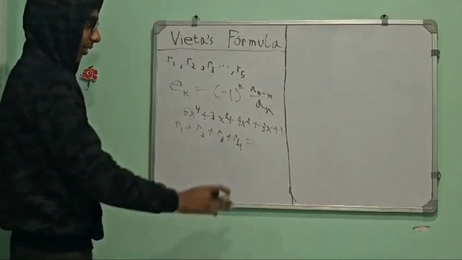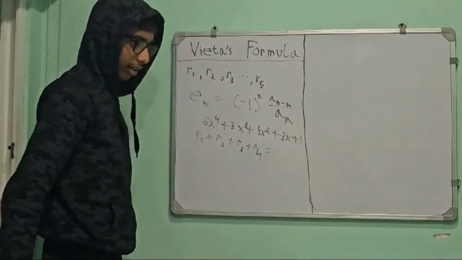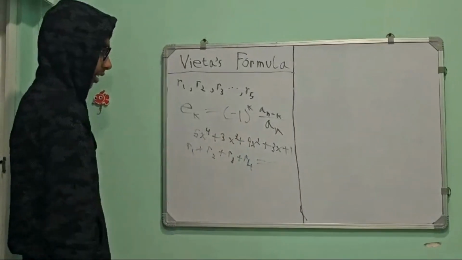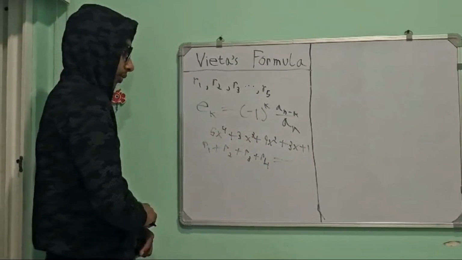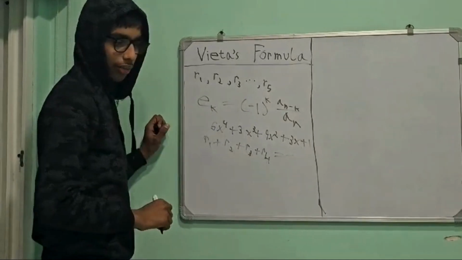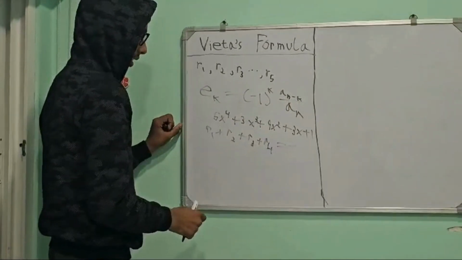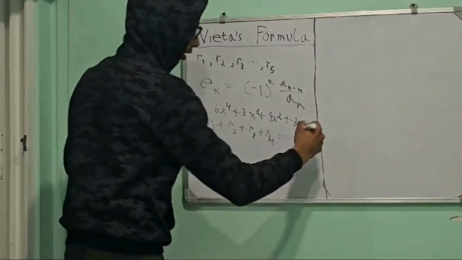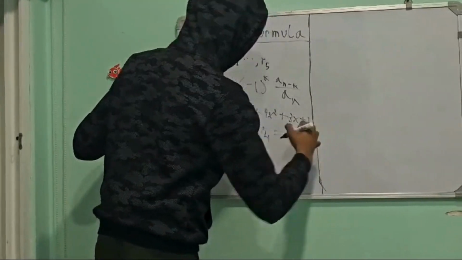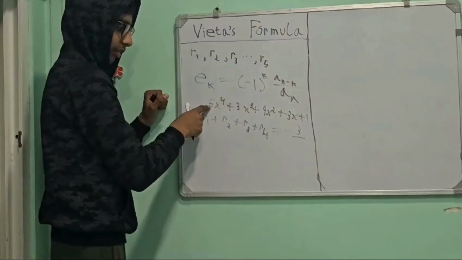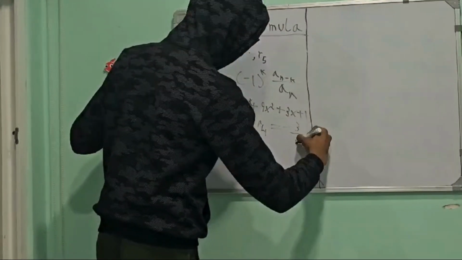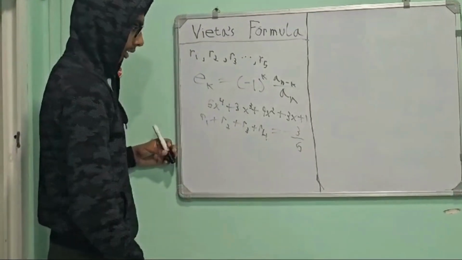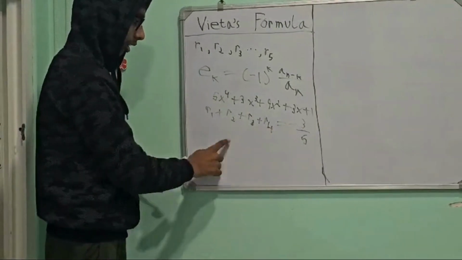So therefore r1 plus r2 plus r3 plus r4 will be equal to, since this is the first elementary symmetric polynomial, negative 1 to the power 1, which is just negative 1, times a sub n minus k. So here the degree is 4 and k is 1, so we will have a sub 3, which just means the third coefficient. That will be this one right over here, which is 3. So minus 3 divided by a sub n, the leading coefficient, which is 5. So the sum of all of the roots, no matter what they are, complex roots, real roots, any roots, will be minus 3 over 5.